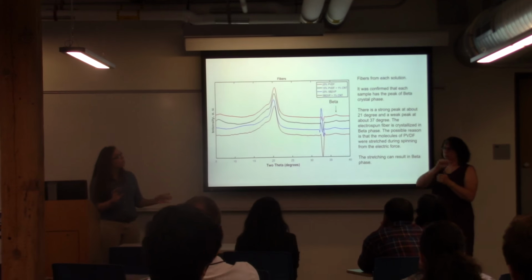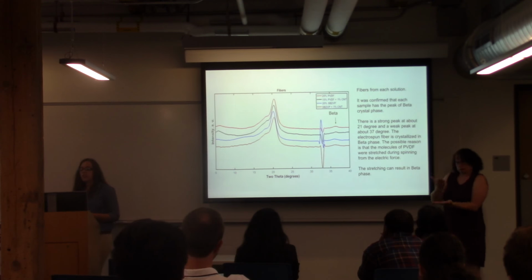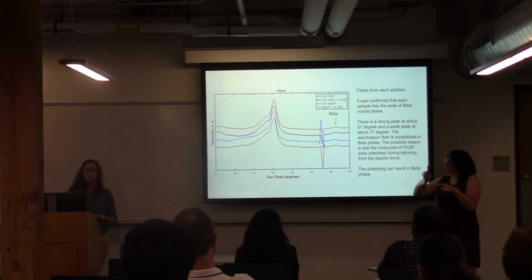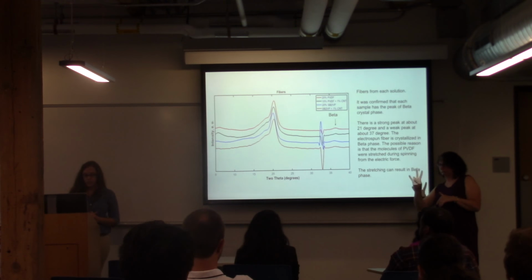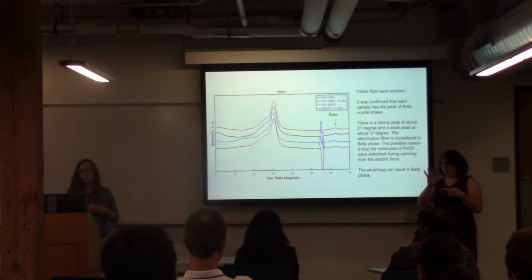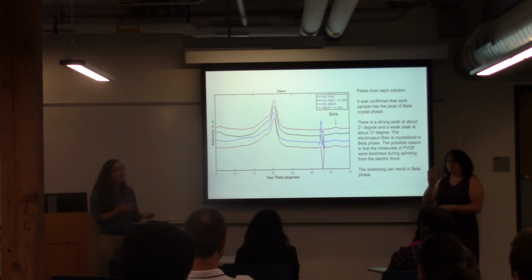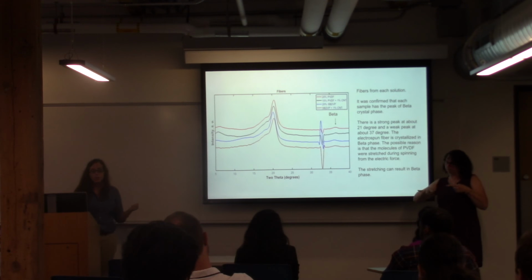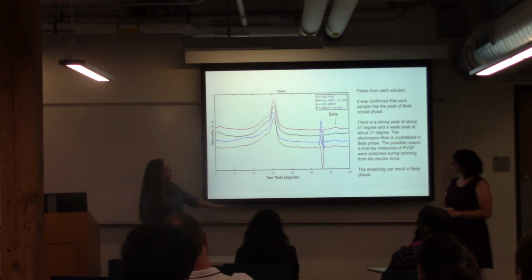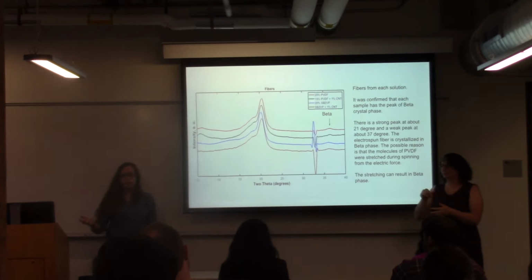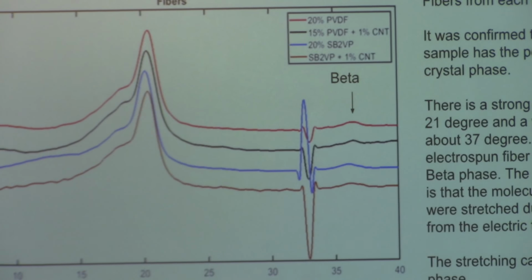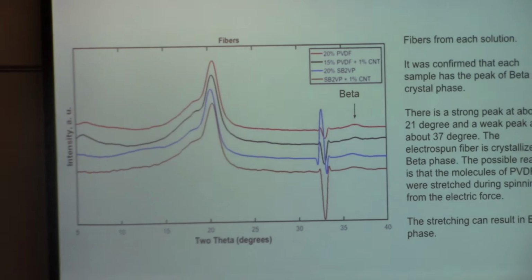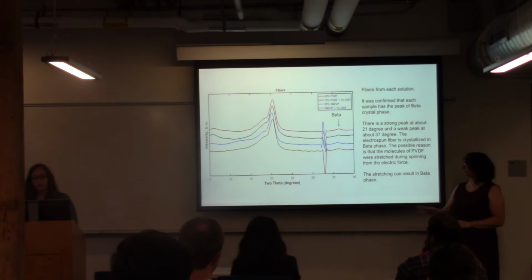I also did just the fibers only. It was confirmed that each sample has a peak of the beta crystalline phase. There is a strong peak at about 21 degrees and a weak peak at about 37 degrees. The electrospun fibers crystallized in the beta phase. A possible reason is that the PVDF molecules were stretched during the electrospinning. This line right here is the cell calculator. It helps us subtract the background. And this line right here helps us with the data at the 37 degrees I mentioned.